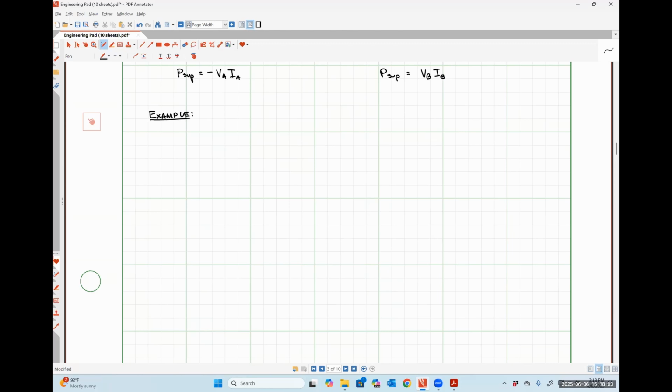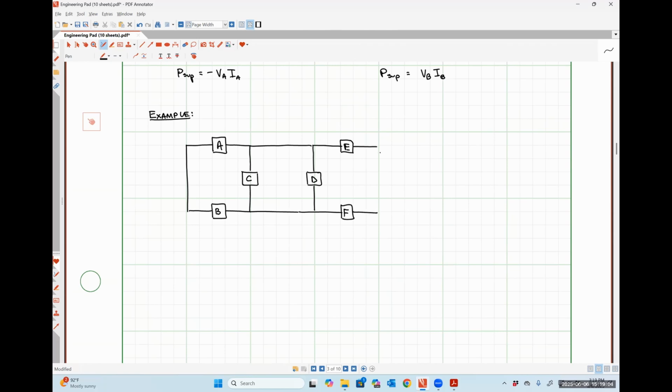So let's say that we have the following circuit. Here's some element A. Here's some element B. Here's an element C. Here's an element D. Here's E. And lastly, over here to the right, we've got F.